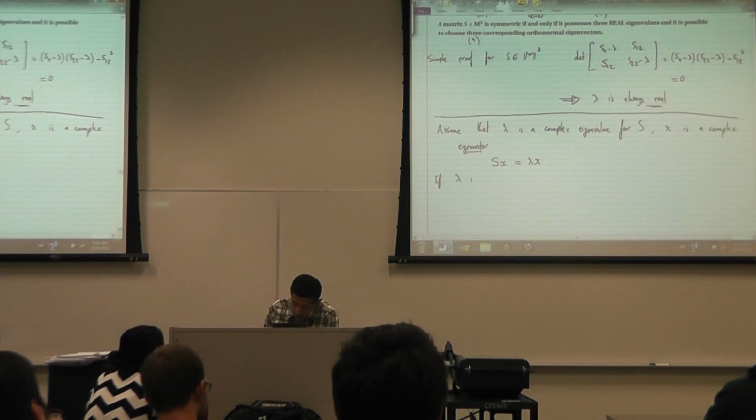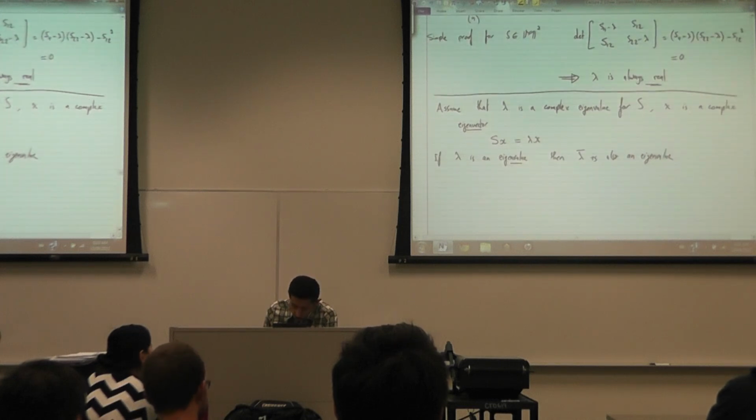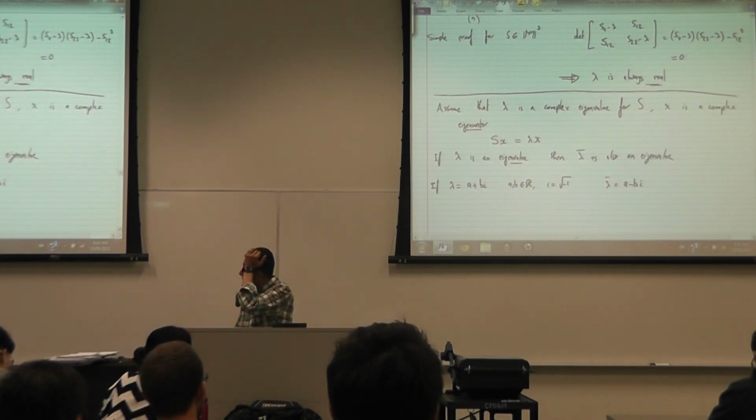Now if lambda is an eigenvalue, then lambda bar is also an eigenvalue, where lambda bar is the conjugate. If lambda equals a plus bi, where a and b are real numbers, and i is equal to the square root of negative 1, the conjugate, equal to a minus bi, is also an eigenvalue.